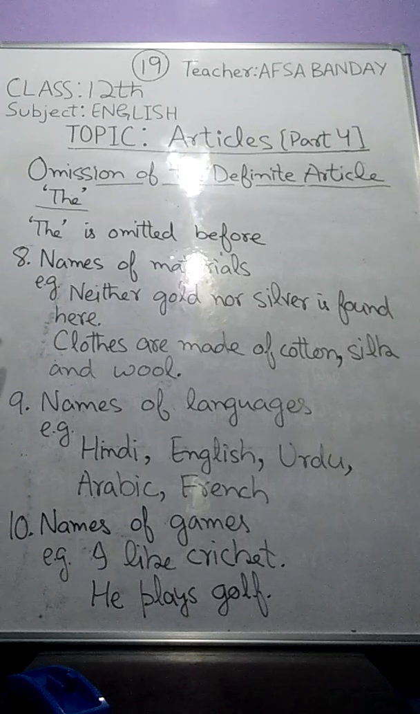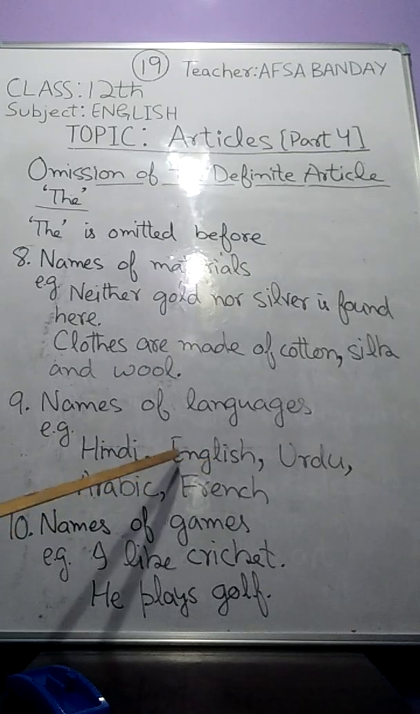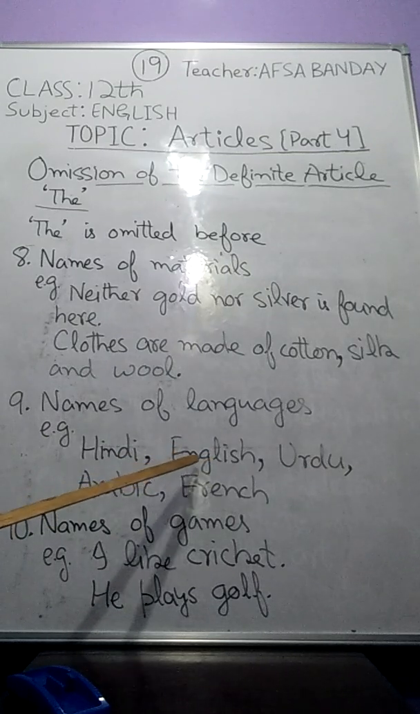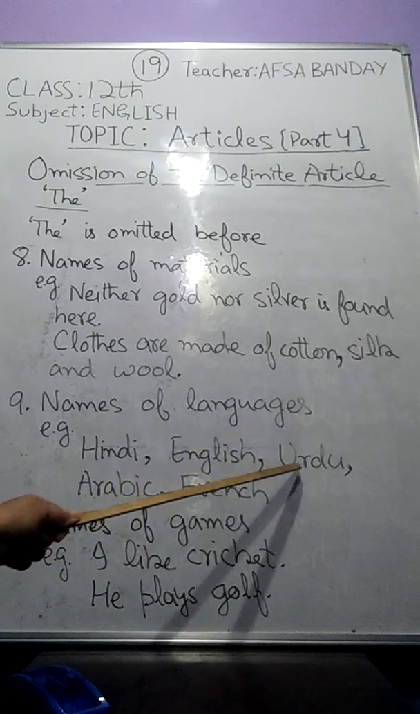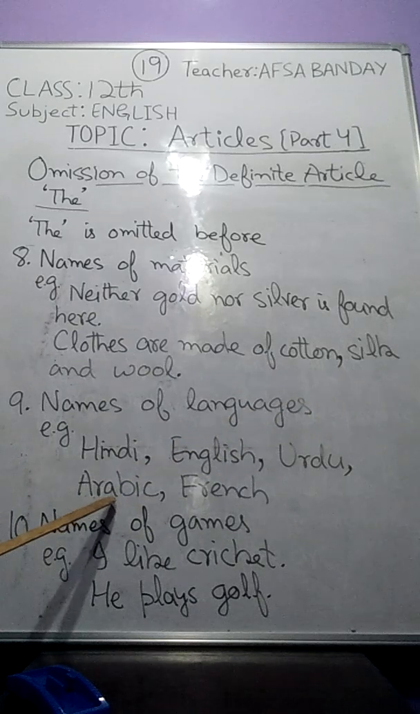Number 9: "the" is omitted before names of languages. For example, we say Hindi is easier than English. When the word English is used without "the", it means the language. And when the word English is preceded by "the", it means the people of England. Similarly, we say Urdu, Arabic, French.